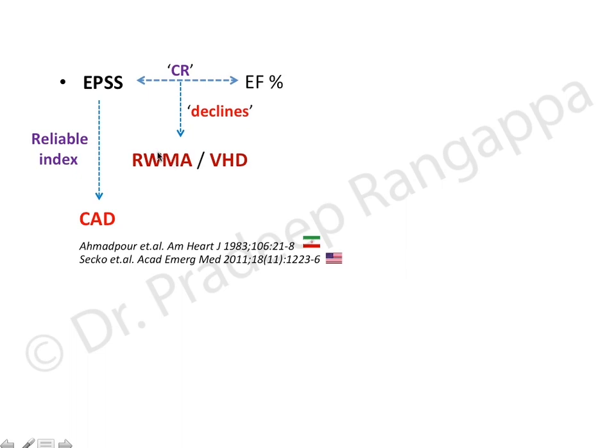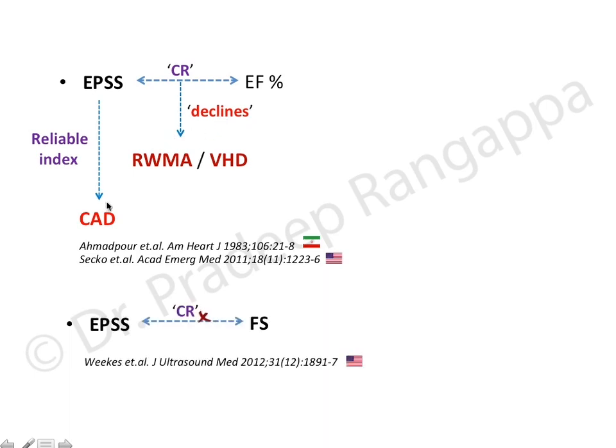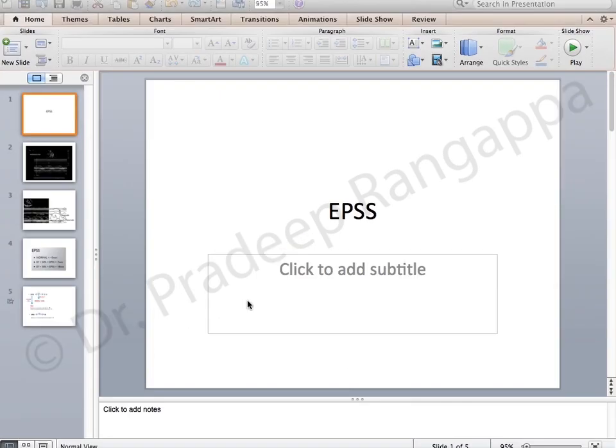So the same limitations do apply, and these are the two studies which showed reasonable correlation with ejection fraction. And this was one study which did suggest that EPSS did not correlate well with fractional shortening. So overall, for intensivists, my conclusion is that it is a quick way of assessing the LV function and putting a number to it. And in our practice, we have seen it has a very good correlation with the complete ejection fraction calculation. So thank you very much.